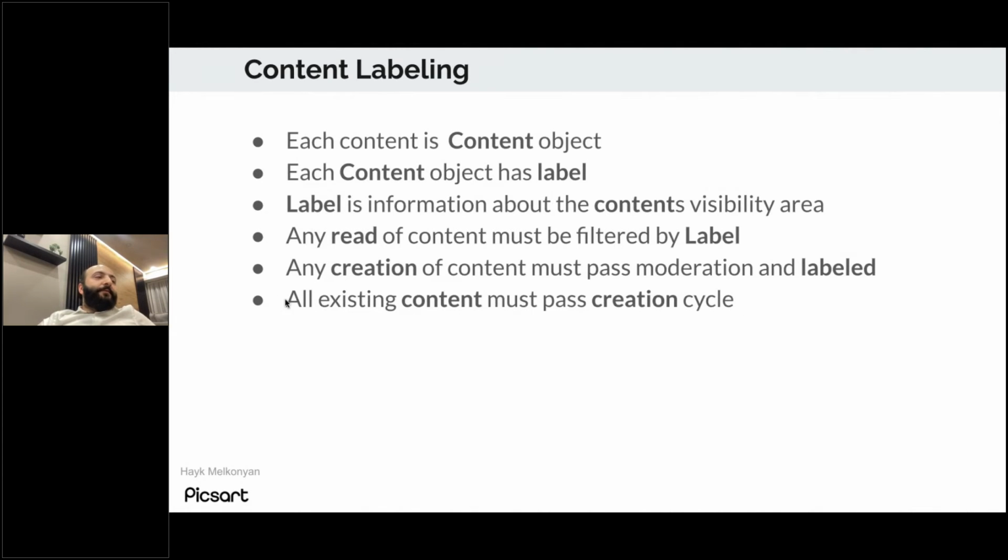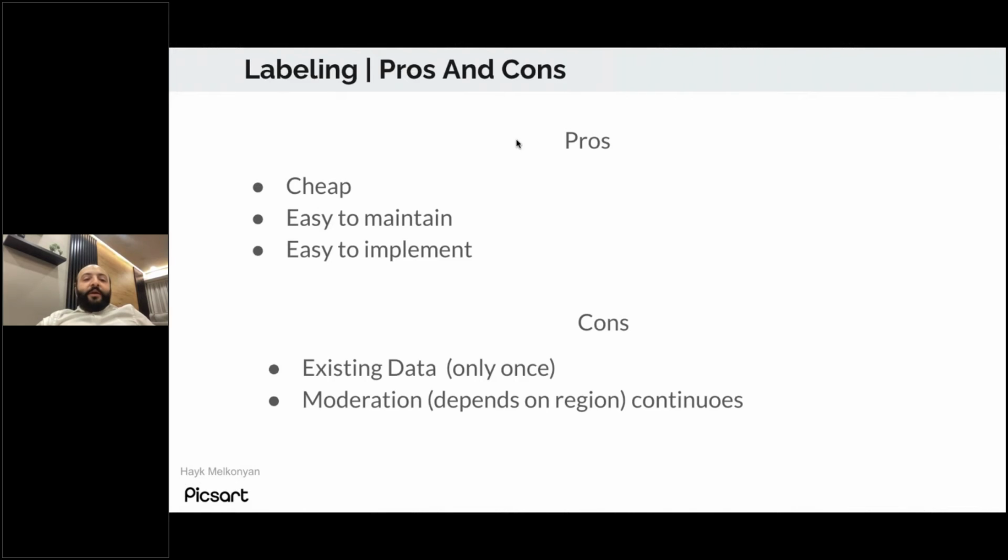But the benefit here is that you will pass that existing content only once through this moderation, and later every time you create something, it will go through moderation. It is not so expensive. Only one time you need to spend time and money to pass your existing content through this regulation. Compared with the first part, the Lego structure, this solution is very cheap. It is very easy to maintain and easy to implement. Implementation can be done very fast.